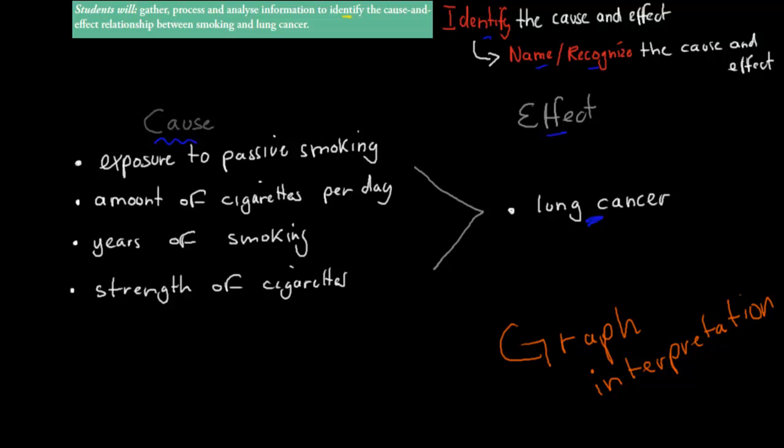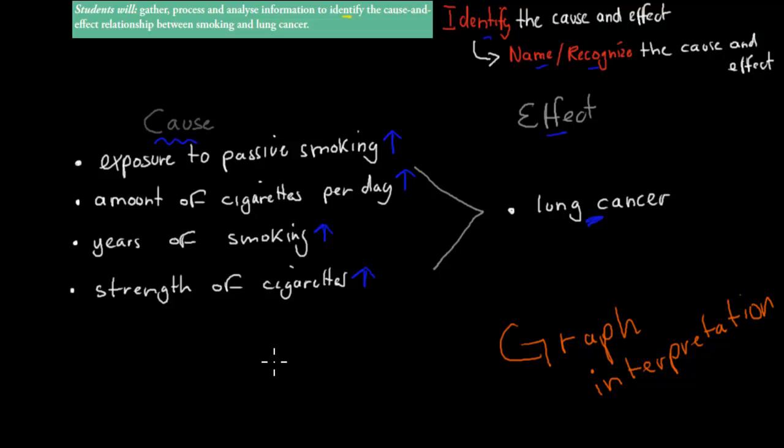So for example, we know that the more we're exposed to passive smoking, which means if your friends smoke and you're close by, the more you're exposed to that smoke, the higher the chance of getting lung cancer. Also, the amount of cigarettes per day you smoke increases your chance of lung cancer. The more you smoke, the higher your chance of actual lung cancer. Also, years of smoking, the longer you've been smoking, the more chance of lung cancer. And also, the stronger the cigarettes you've been smoking, the higher the chance of lung cancer, right?